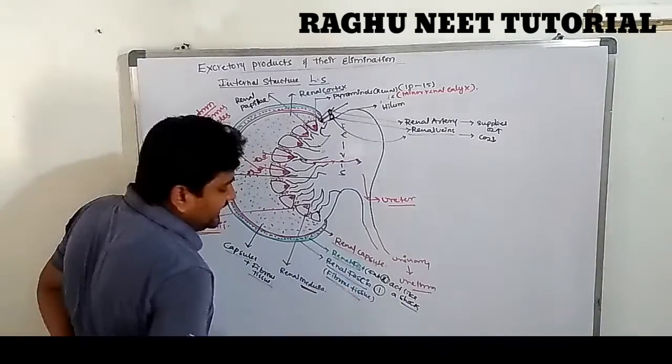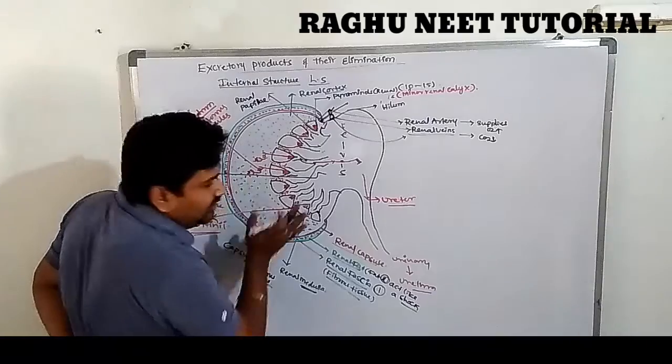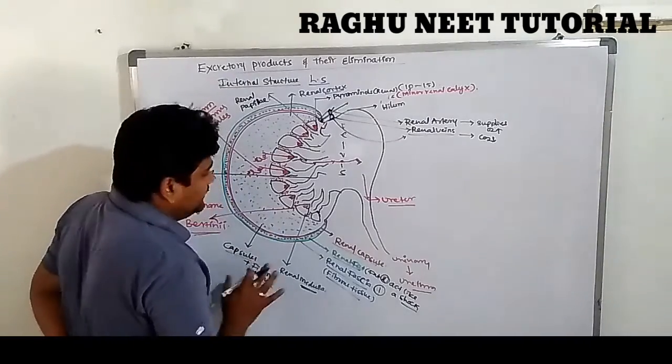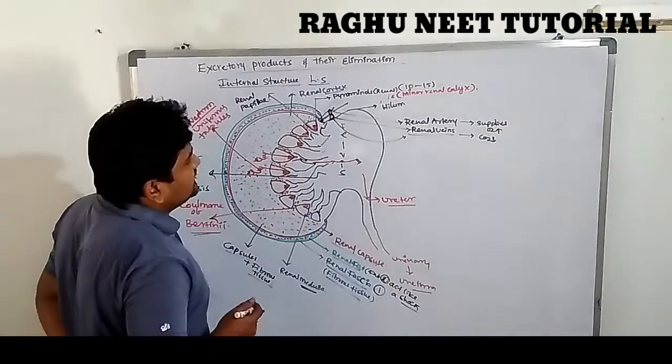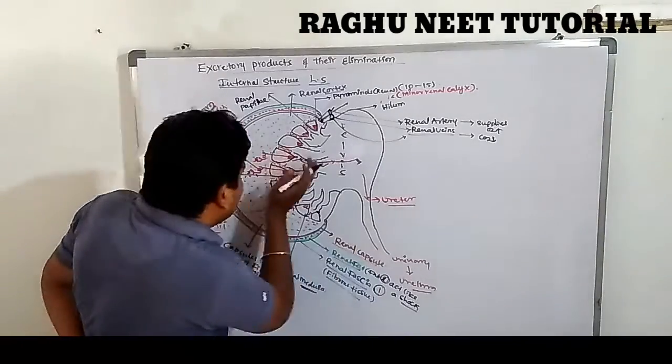Last, the innermost layer is known as the renal capsule. The renal capsule is a complete covering of the inner side of the kidney region. The kidney consists of how many zones? Two zones are there: the renal cortex and the renal medulla with its pyramids.